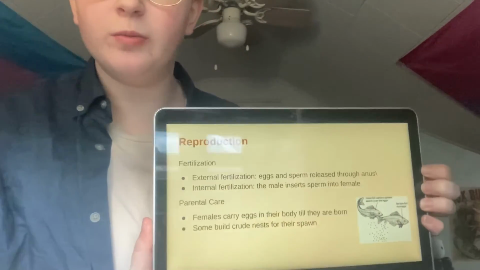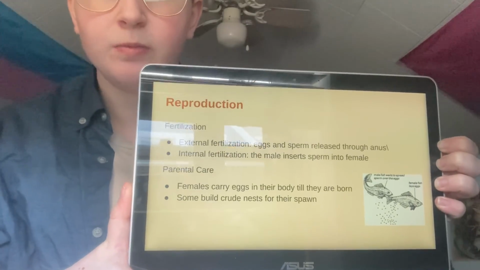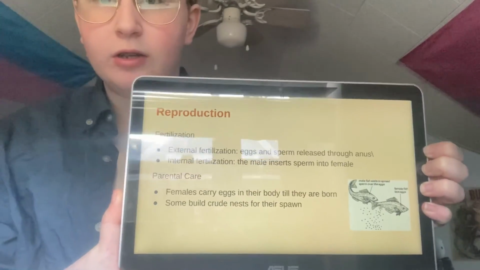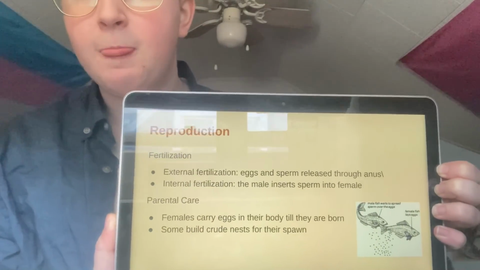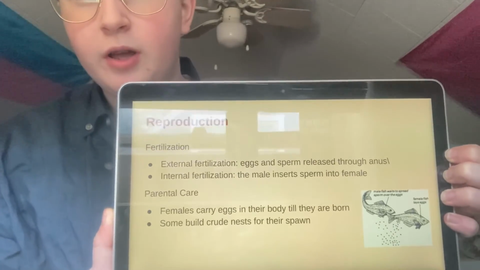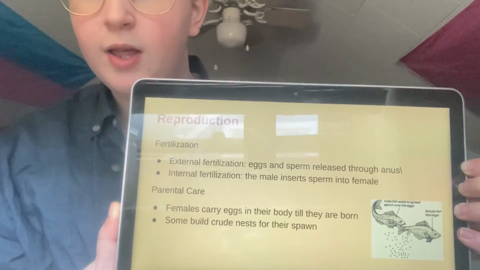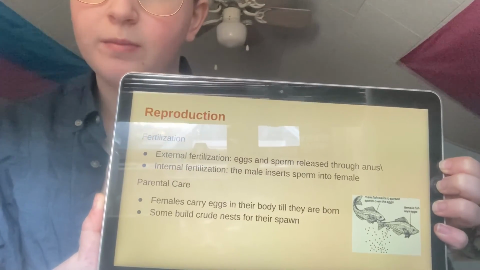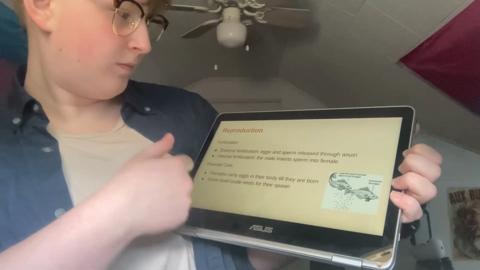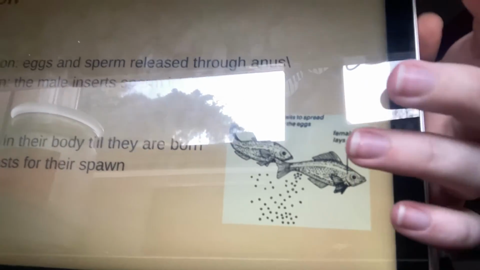So for reproduction, we have 2 kinds of fertilization. We have external fertilization, where the eggs and sperm are going to be released through the anus, and then internal fertilization, where the male will insert sperm into the female. Then we have parental care, where the female will carry the eggs in the body until they are born, and then some will build crude nests for the spawn. Here we can see a picture of the female laying eggs and then the male going to fertilize them.